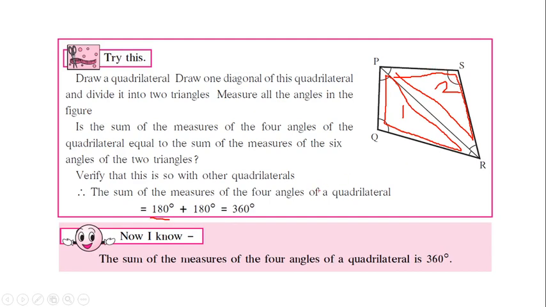So therefore the sum of the measures of all four angles of a quadrilateral is equal to 360 degrees. Why 360? Because this is 180 and this is 180. So 180 plus 180 will give you 360 degrees. The sum of the measures of four angles of a quadrilateral is 360 degrees.